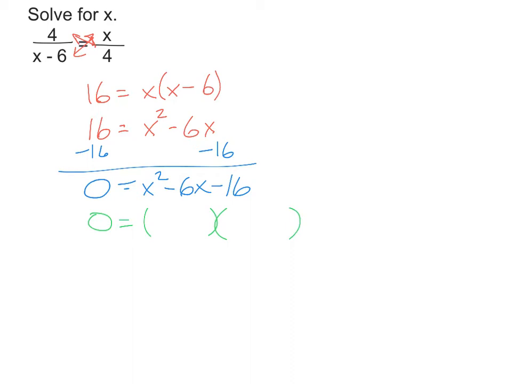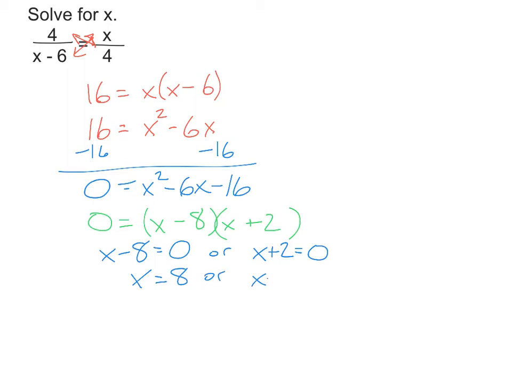GCF is 1, and it's x times x that makes x squared. And so then what multiplies together to make negative 16 that adds to make negative 6? So a minus 8 and a plus 2. Well, this tells me that either x minus 8 is 0 or x plus 2 is 0. So x is equal to 8 or x is equal to negative 2.